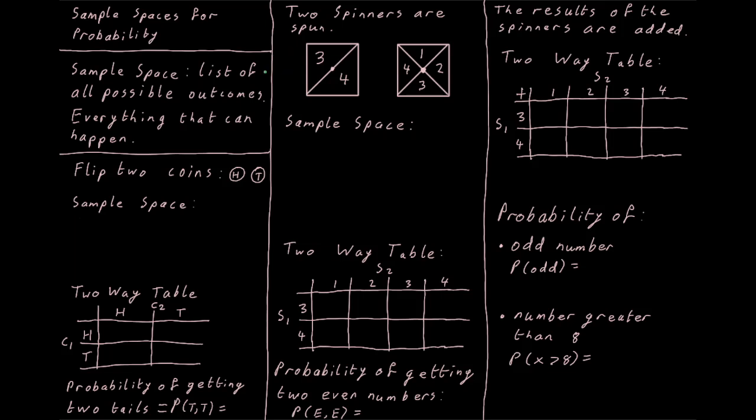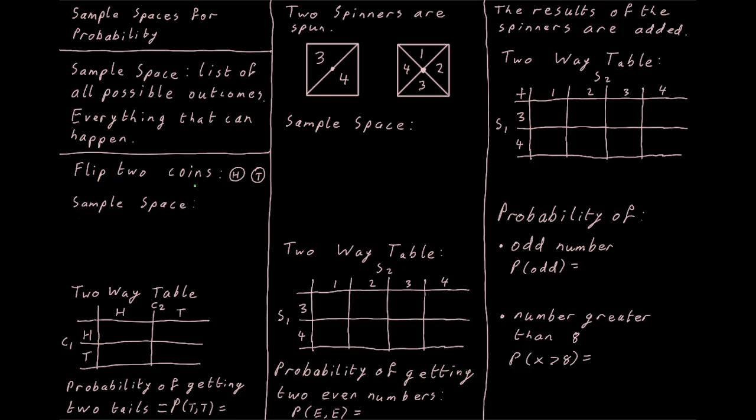Hello. Now we are going to look at how we can use sample spaces for probability. So first, what is a sample space? A sample space is just a list of all of the possible outcomes in a particular situation. So we'll get a description of the situation in a question, and all of the things that can happen is called the sample space. So all of the different outcomes we could get.